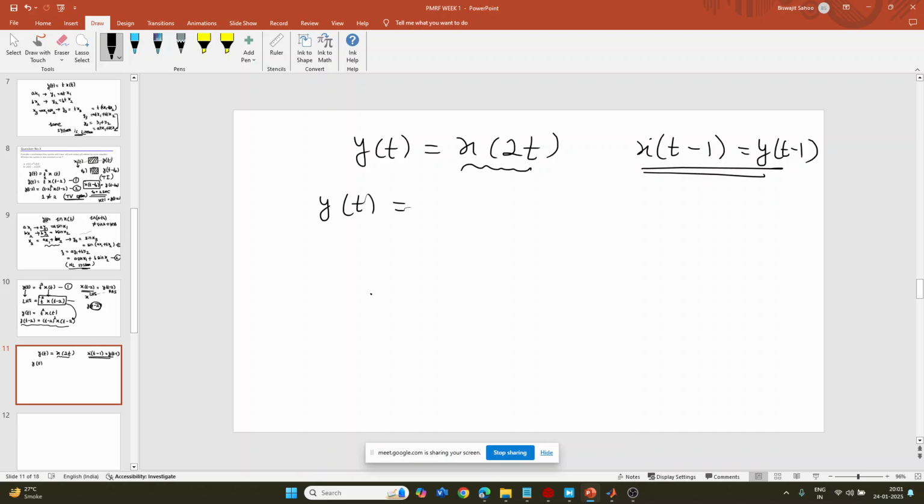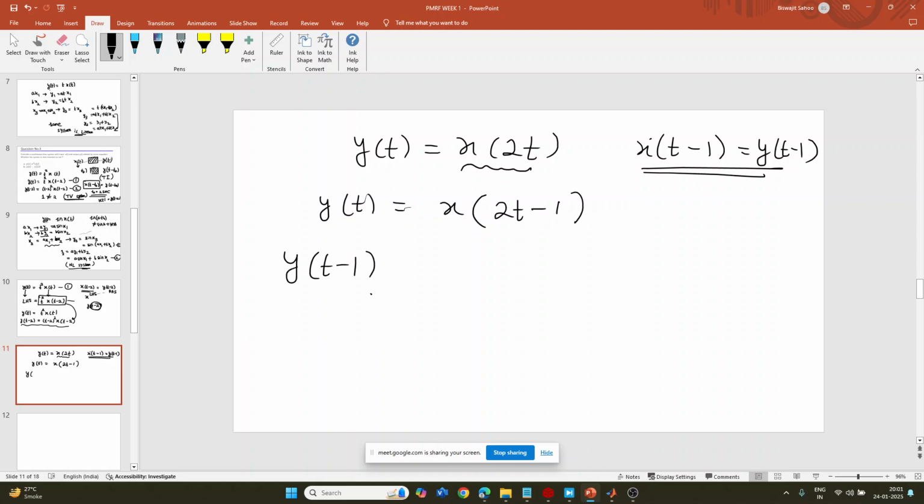Don't delay it in the output. Y of t is fixed. For x of 2t, I want to delay in the input, okay, not in the output. So x of 2t was previous. Now you have to delay it by 1 second. You got my point? This is the delay in the input, 1 second. Now what is the delay in the output?